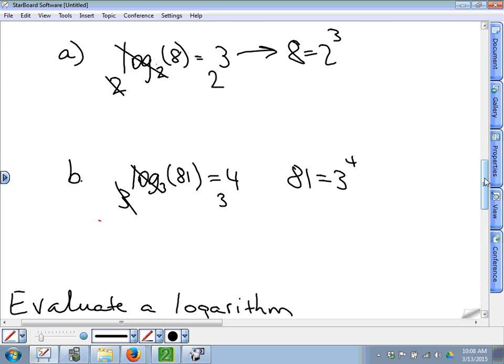Okay, write that topic down. Evaluate your logarithm. Evaluate. That means you're going to look at one and say, yep, that's a good logarithm. Nope, that was a bad one. That one needs a little bit of work. We're going to evaluate it.